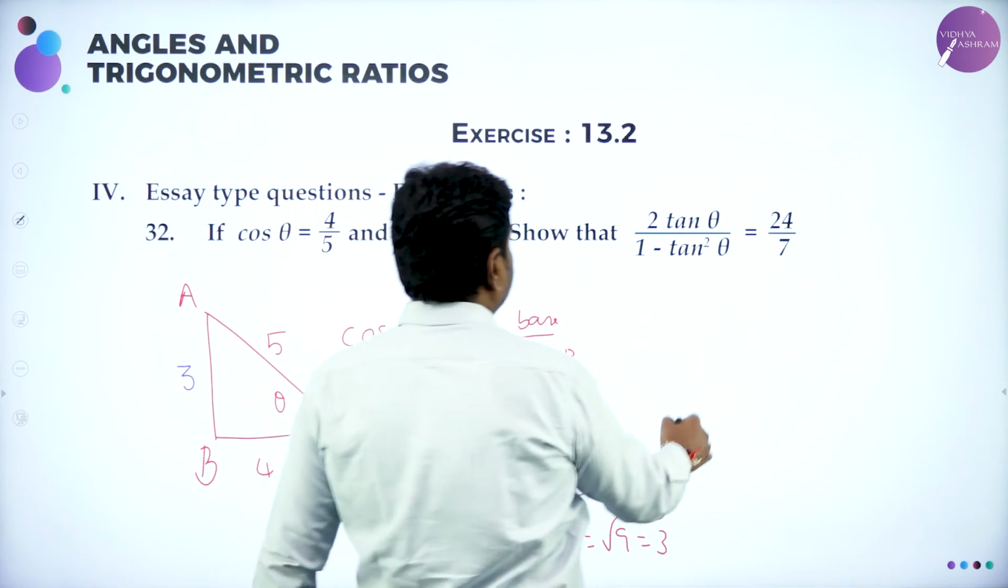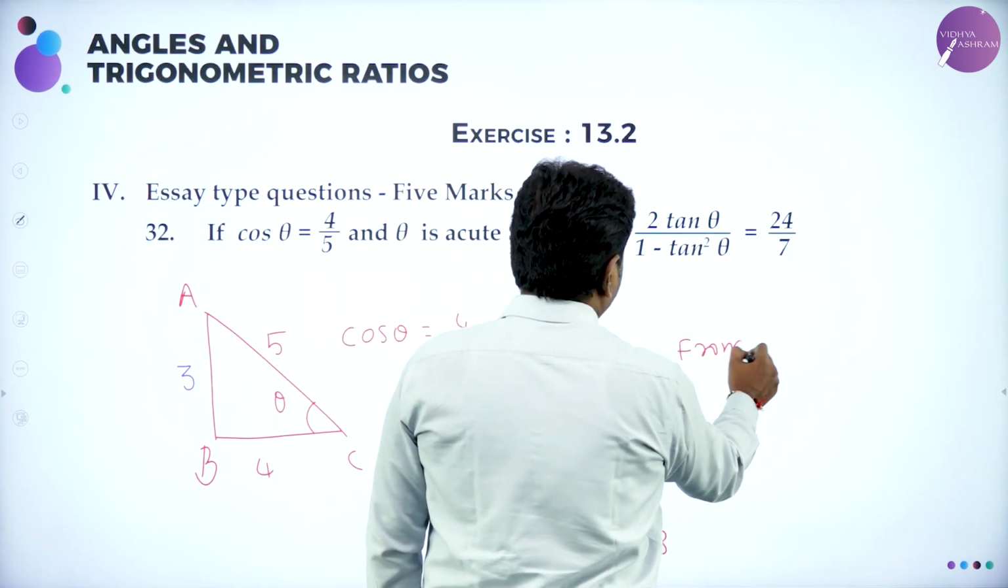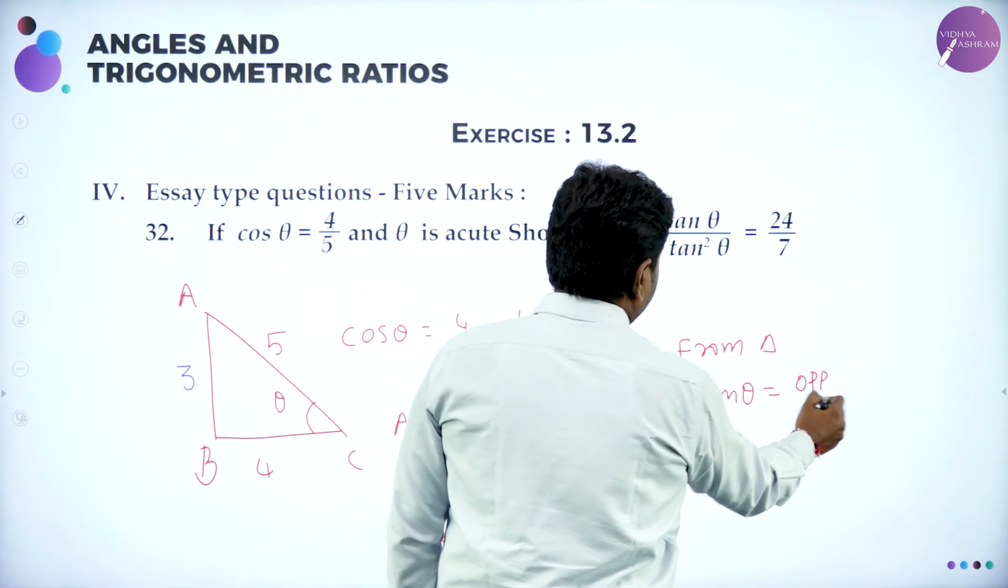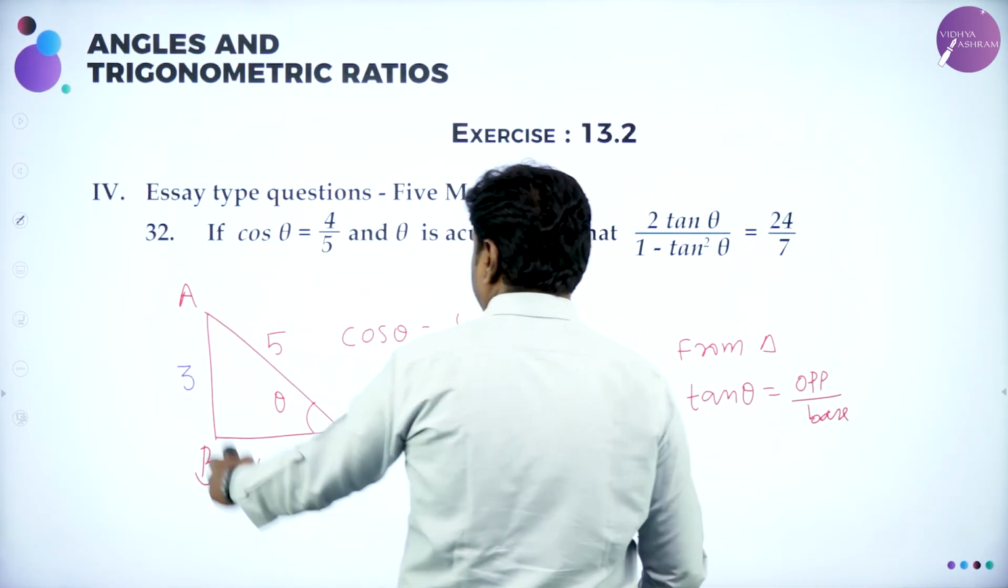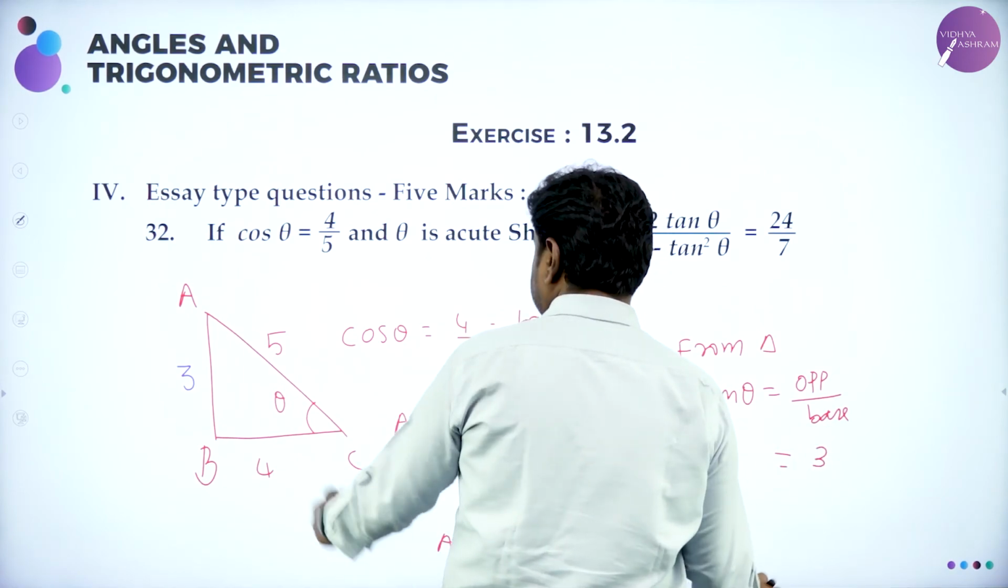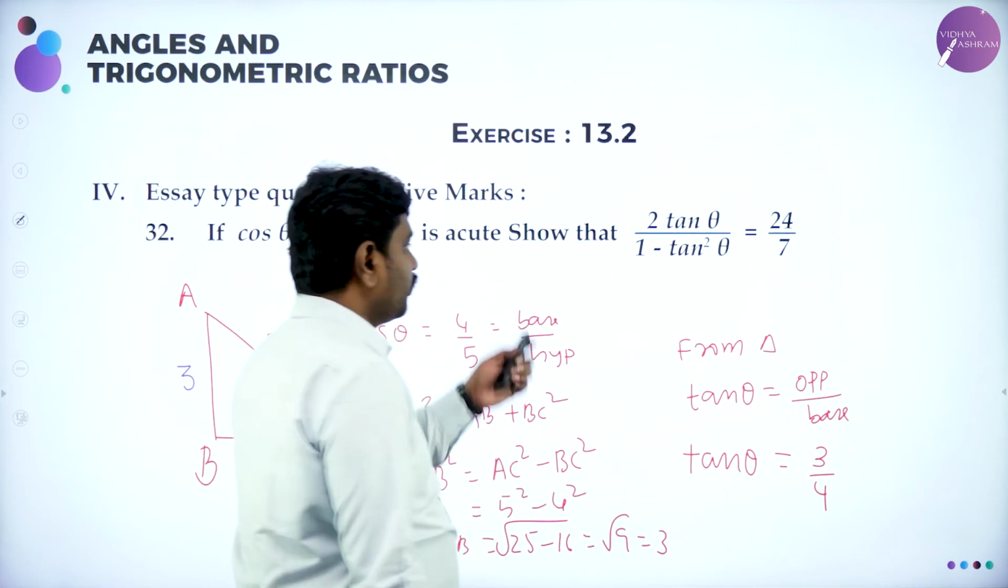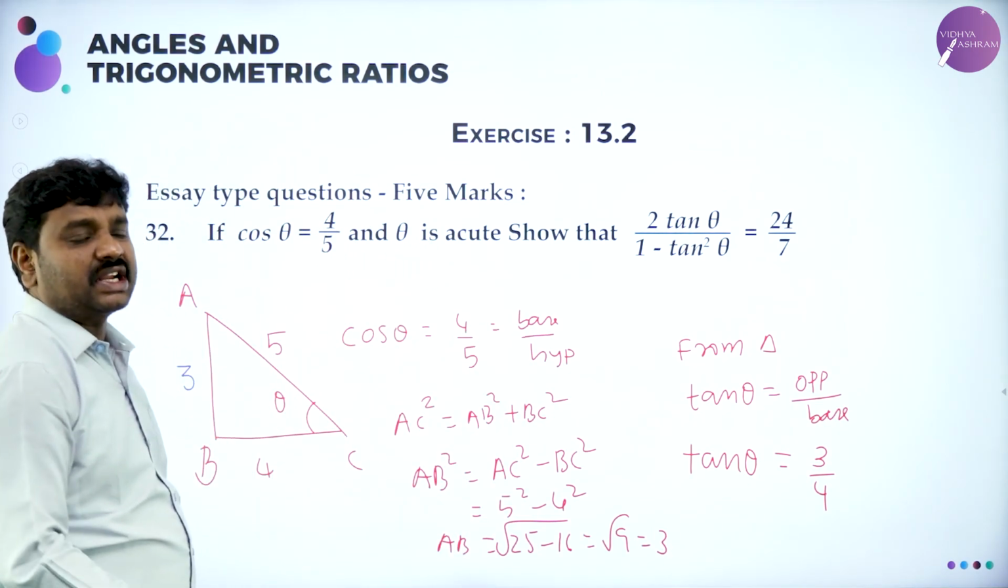Now we need tan theta. So from the triangle, tan theta. What is tan theta? Tan theta means opposite side divided by base. So here what is the opposite side? 3. What is the base? 4. So we got tan theta. They want you to find the value of 2 tan theta by 1 minus tan square theta.